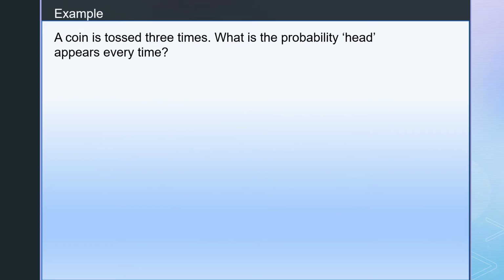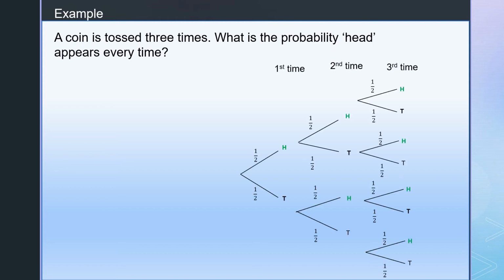A coin is tossed 3 times. What is the probability head appears every time? So for the first time, the coin may show the head or the tail. The chance for getting the head is a half. The chance for getting the tail is also a half. The second time, it is the same, no matter what you've got in the first time. And similarly, for the third time, it is also the same.